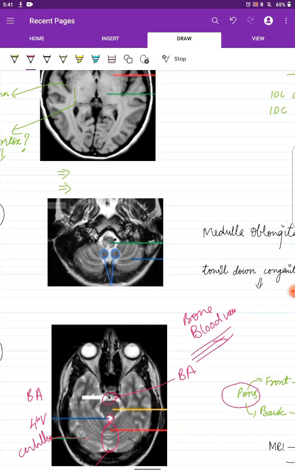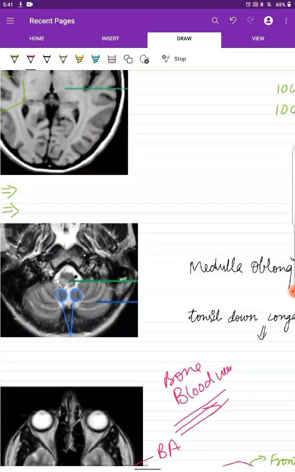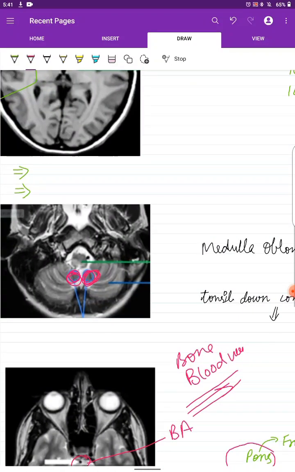This is the last structure, that is medulla oblongata. What do we see here is nothing but easy. Just identify two tonsils, herniation of which compresses on the respiratory center. This is the tonsil, this is nothing but the medulla oblongata. No stress, not much. Congenitally, if these tonsils, this cerebellar hemisphere, are down, it is called Chiari malformation.